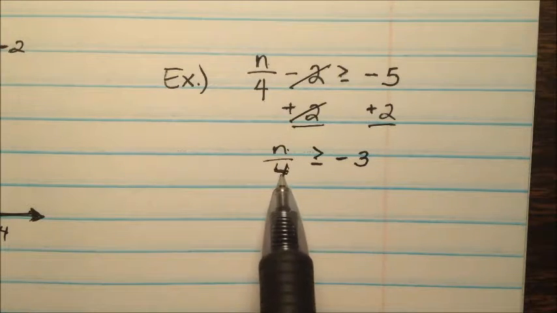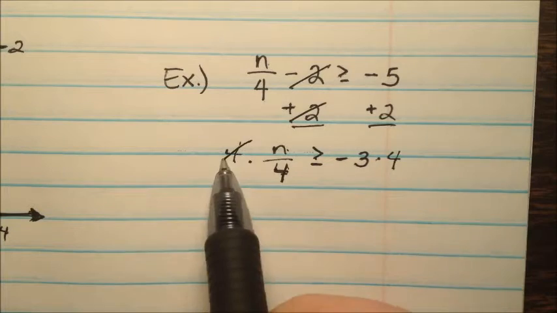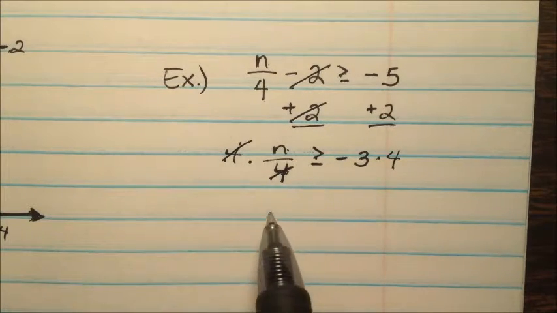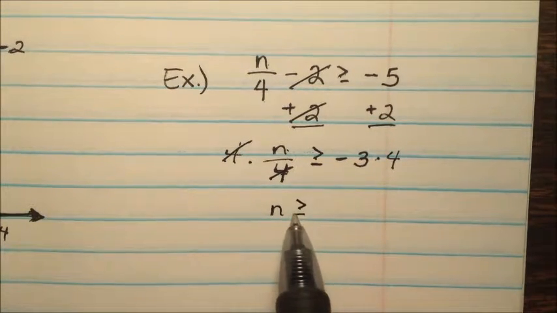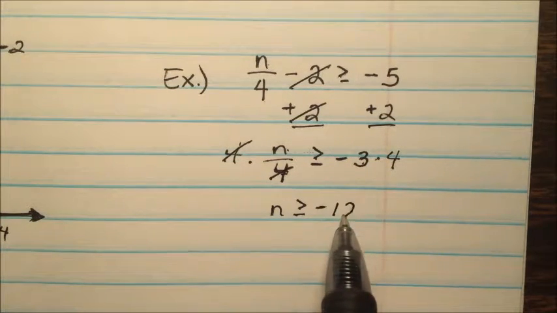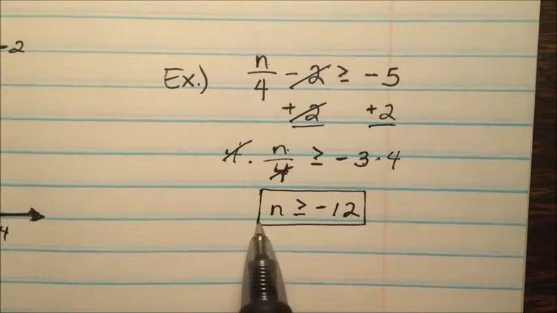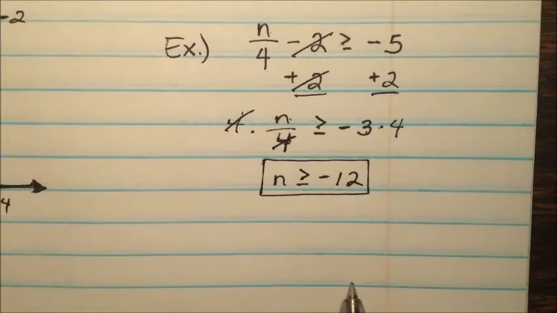Now, since my variable is being divided by 4, I'm going to do the opposite and multiply both sides by 4. That way those 4's are going to cancel, and I have an n by itself now, and that's greater than or equal to, and then my negative 3 times 4 will be a negative 12. So as far as my inequality, this is it simplified. N is greater than or equal to negative 12.